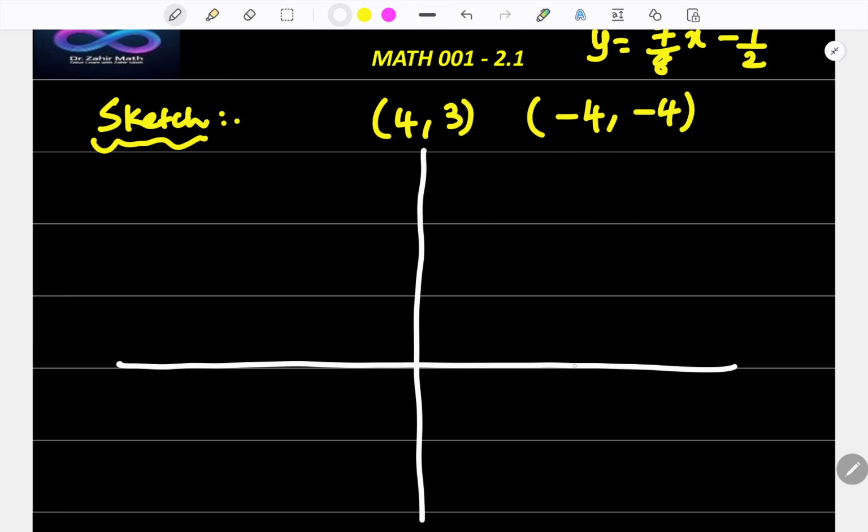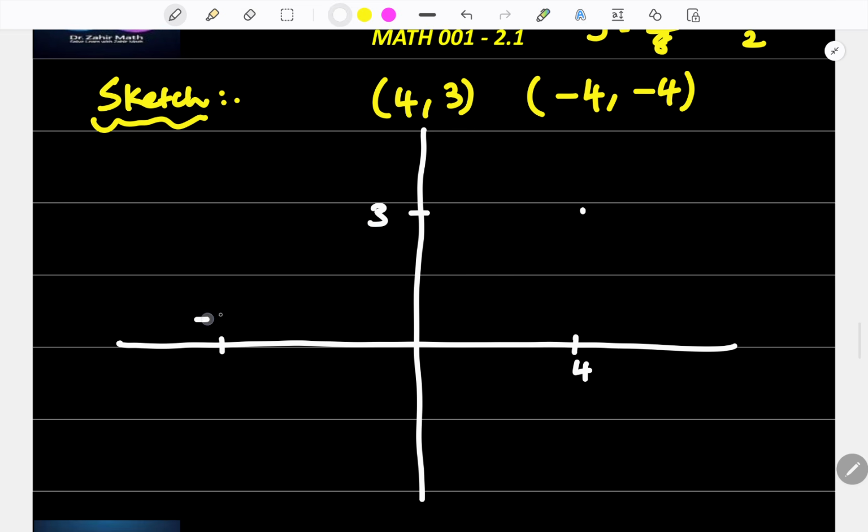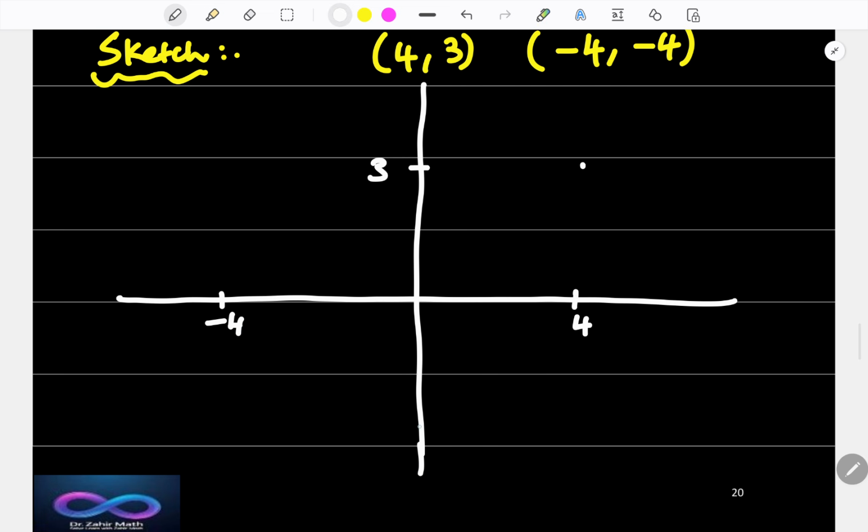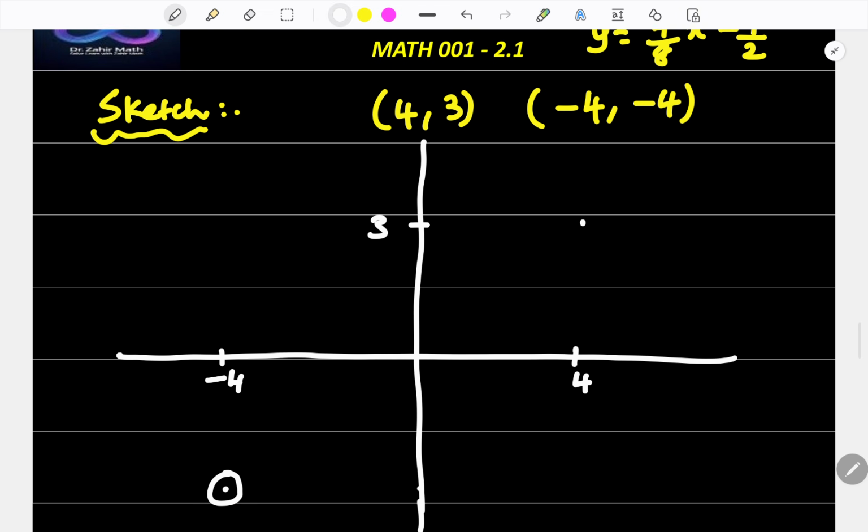Okay, so this is your 4 and this is your 3, right? So this point is 4, 3. And this is your point negative 4, and this is your point negative 4, for example. So this is your point. Okay, right. Now can I draw through this or not? That's the question.